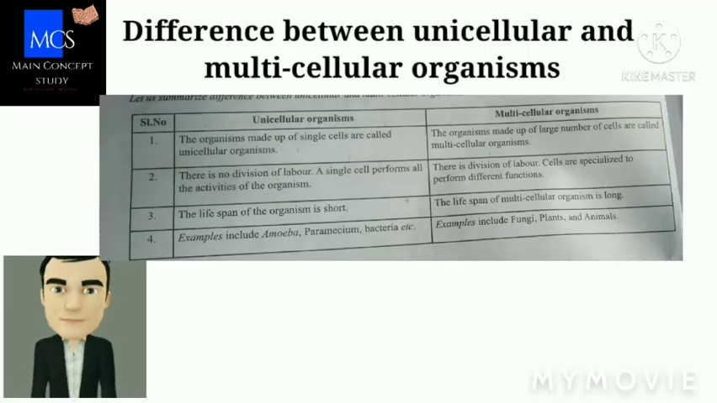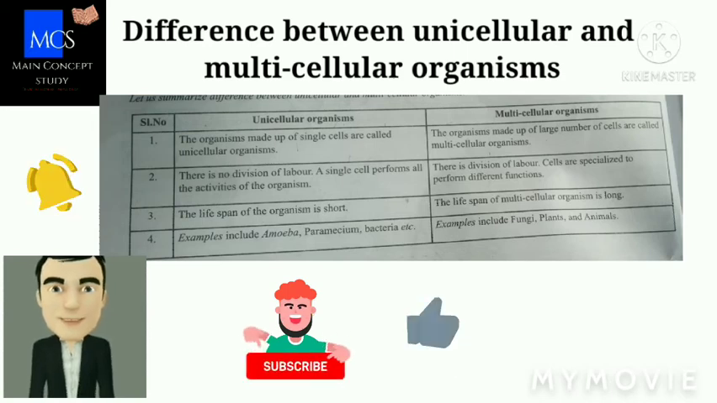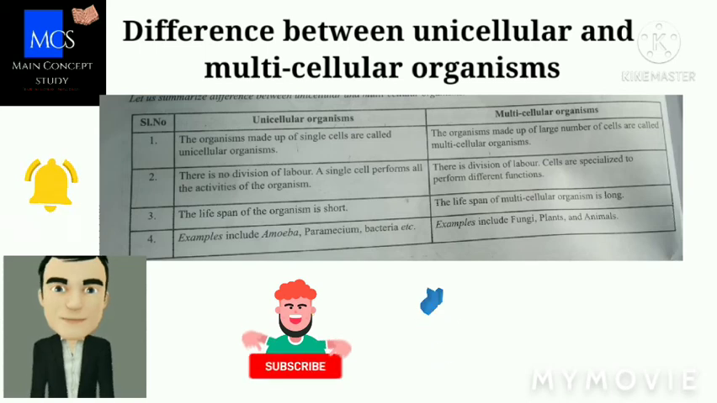Let us summarize the difference between unicellular and multicellular organisms. Unicellular organisms: the organisms made up of single cells are called unicellular organisms. There is no division of labor. A single cell performs all the activities of the organism. The lifespan of the organism is short. Examples include amoeba, paramecium, bacteria, etc.